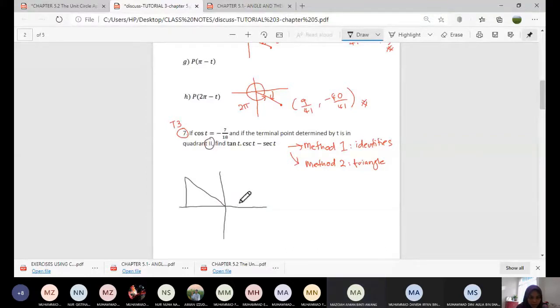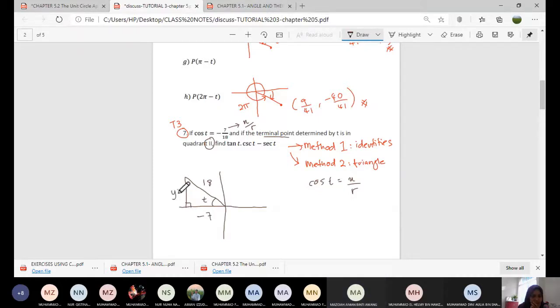Okay, and this is your, let's say t here. Negative 7/18. Then the terminal point determined by t. Cos is x over r, right? For cos t, it is the coordinate of x divided by the hypotenuse. So the hypotenuse must always be positive. So it is 18, and the negative is negative 7, which is the x.